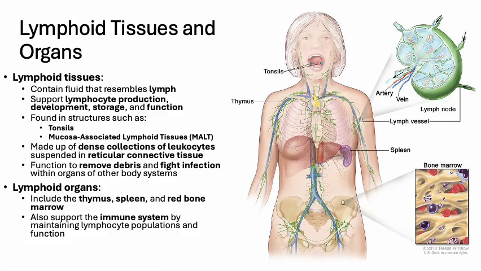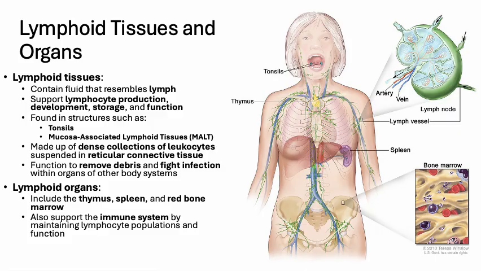Two main types of lymphoid tissues are tonsils and MALT, or mucosal associated lymphoid tissue. MALT is located in the mucous membranes, such as the linings of the respiratory, digestive, and urinary tracts. They are critical entry points for pathogens. These tissues are composed of dense clusters of immune cells, especially leukocytes, that are embedded in the supportive reticular connective tissue framework. Their function is to help the body detect and respond to pathogens and foreign material, especially within organs of other systems. For example, the tonsils of the pharynx can help detect pathogens that enter through the mouth or nose.